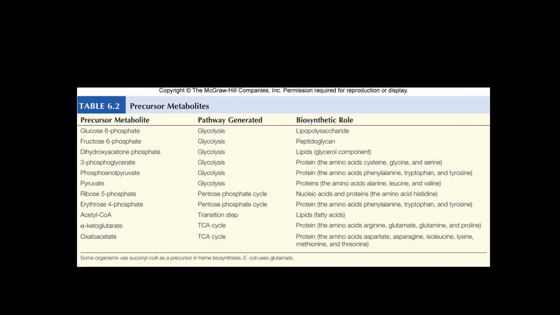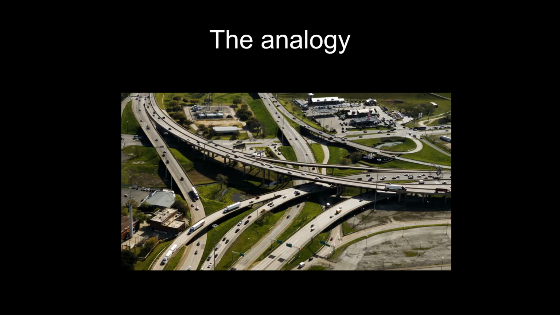Hey, look at there. There's some of our precursor metabolites that can be shunted off. The example I gave you was pyruvate, but there's others that I didn't go over, but these are all examples so far.